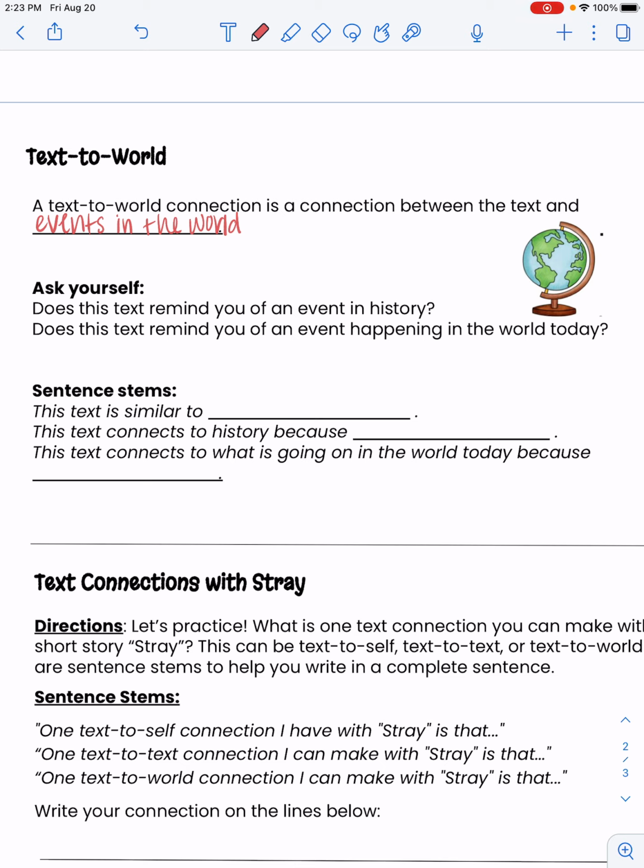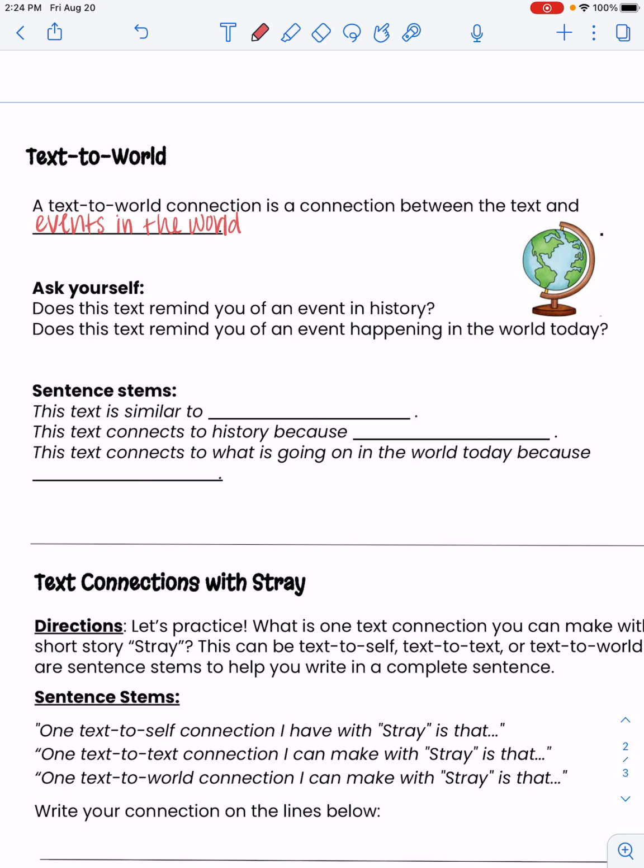So if you're being asked to make that type of connection, you need to ask yourself, does this text remind me of an event in history? A lot of times we read books that are historical fiction and they are based upon things that happened in history. You might have fake characters, but the events were real. Okay. Does this text remind you of an event happening in the world today? Some books that we're reading currently are reminding us of events that are happening right now.